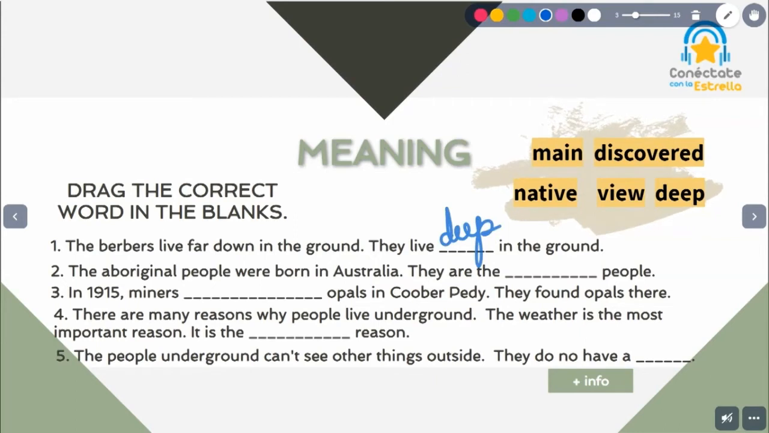The Aboriginal people were born in Australia. They are the native, very good. Native people, correct. In 1915, miners discovered opals in Coober Pedy. They found opals there.